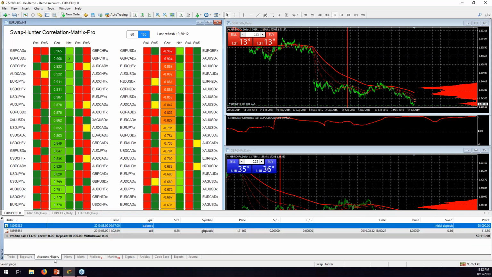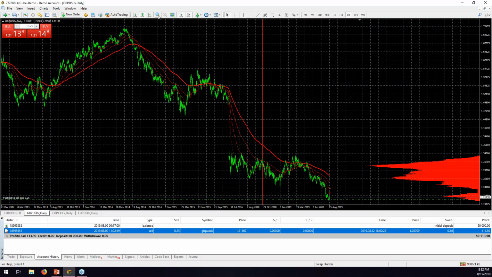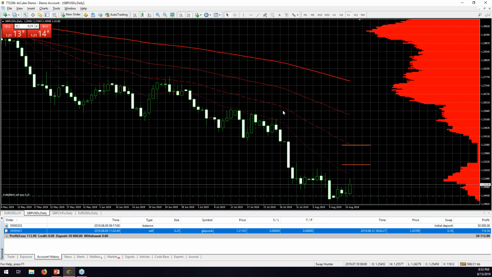This is the account history to show you proof that this trade has been executed. I sold the GBP USD at 1.2116. Now, 1.2116 on the GBP USD. Let's have a look at that price. All right, so pretty much where we are right now.